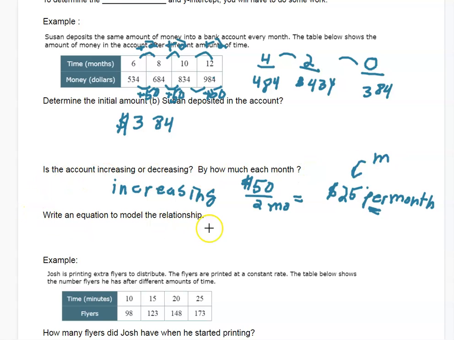When we get to this next question, write an equation to model the relationship. So we're going to use our slope-intercept form. Y equals the slope, 25, times the number of months, x, plus how much you had at the beginning, $384. So after any number of months, x, I can figure out how much money is in that account by using that equation right there. Okay, let's take a look at another one.